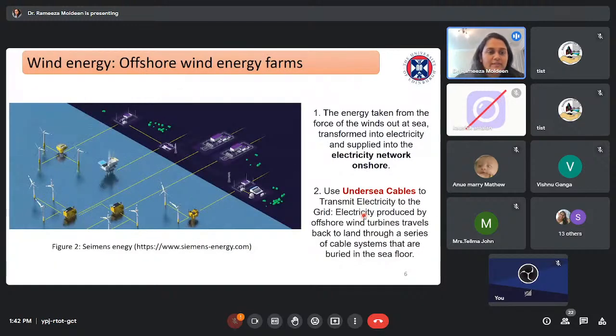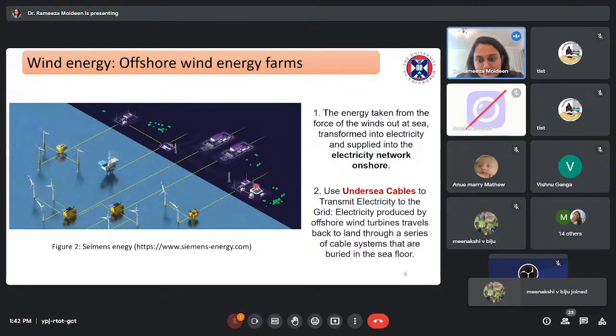So this is how the offshore wind energy is going to function. We can see some of the offshore wind turbines. The energy will be taken from the force of the wind out at sea, and it will be transformed into electricity by the rotation of these wind turbines. The electricity will be supplied to the electricity network onshore. This is onshore. From that, we can distribute it.